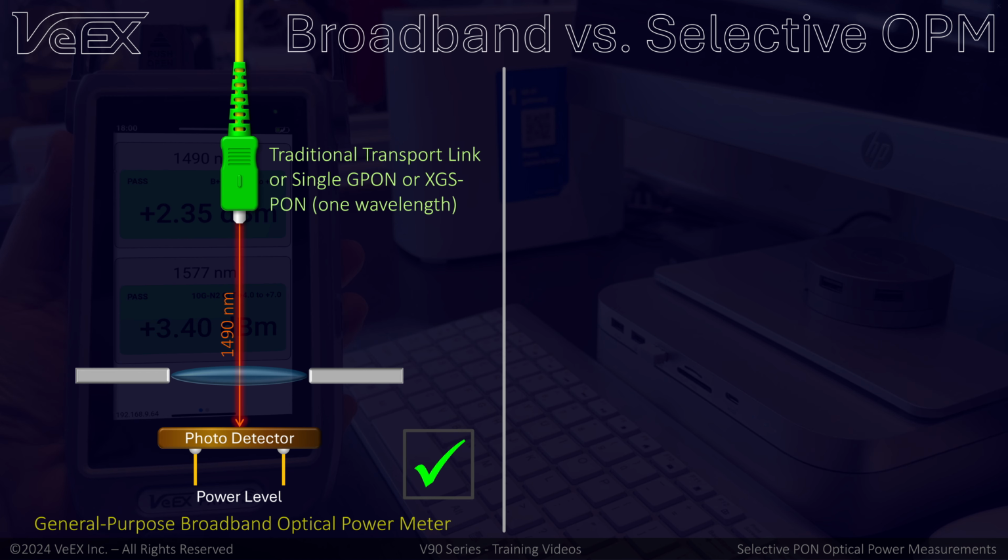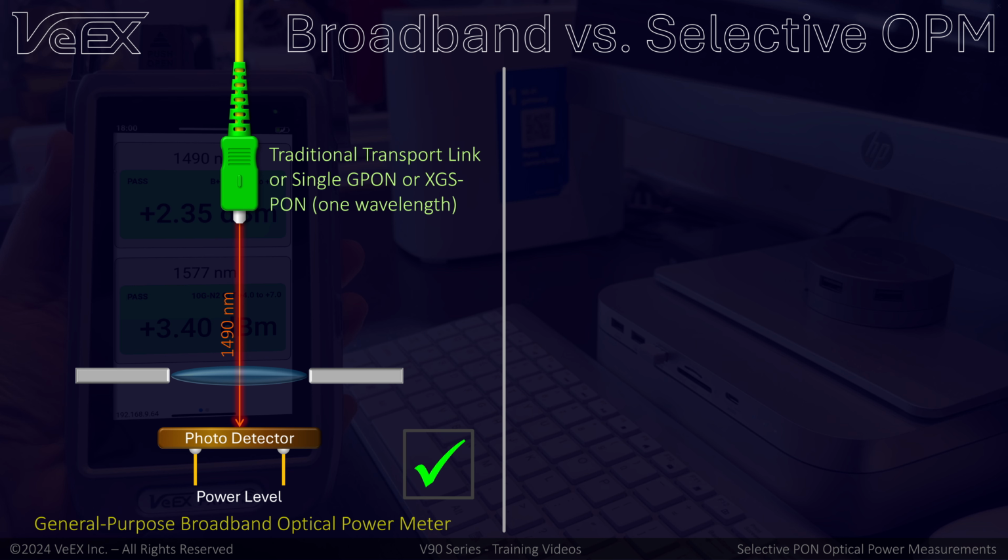If you are 100% sure that the optical distribution network under test only carries one PON signal, you may be able to use a regular broadband OPM. However, it must have a calibrated selection for 1490 nanometers in the case of GPON, or 1577 nanometers for XGS-PON. If your OPM is not calibrated for those wavelengths, the optical power level measurement will not be accurate.